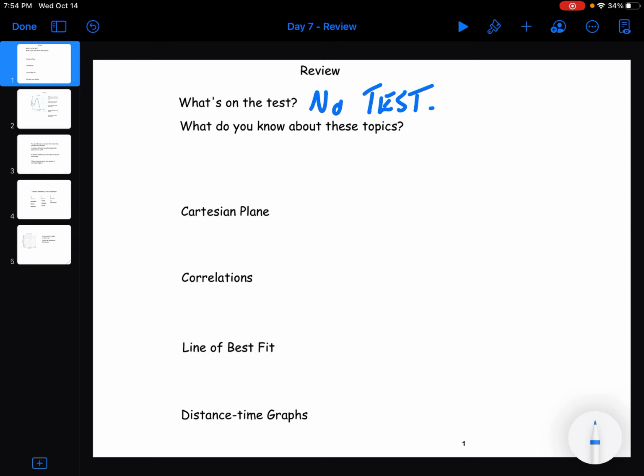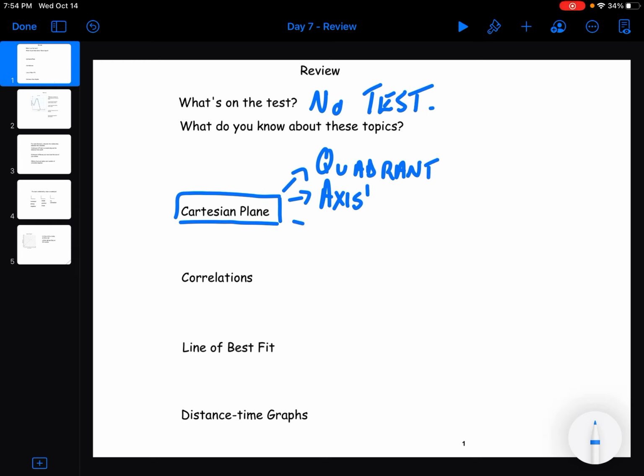So what you need to know about this unit, however, is the Cartesian plane. That's very important. You need to know what quadrants are. So what's a quadrant? You need to know the axes, both the axes, the origin. What is a coordinate point? What is the origin's point? Things like that.